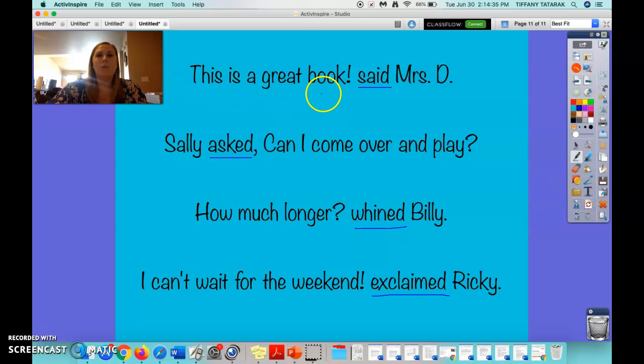This is a great book, said Mrs. D. What is the person saying? So in this case, the person is saying, this, starting with this, is a great book. And then that's where they end talking, so that's where I'm putting the close quotation mark.